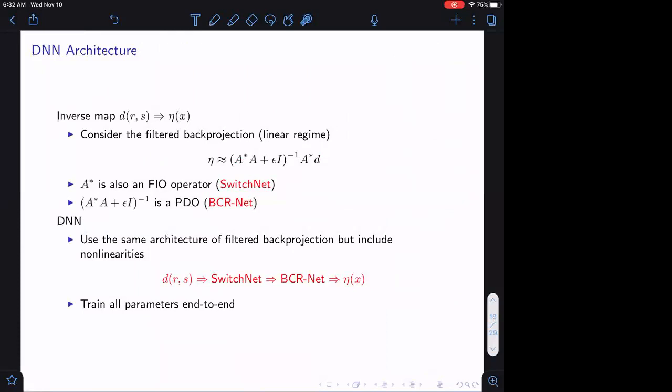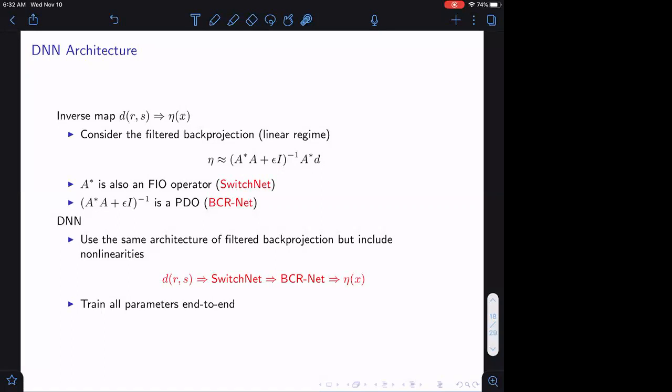Now, to study the neural network architecture for the inverse map, as I said, our starting point is the so-called filtered back projection. The filtered back projection is very easy. It's just a regularized inverse. Again, motivated by the linear regime, when eta and d are small, eta can be written as the pseudo-inverse of the normal operator applied to A star d, with epsilon regularization. This is the typical formula you see when you learn the pseudo-inverse in linear algebra. If you let epsilon go to 0, this is the pseudo-inverse.